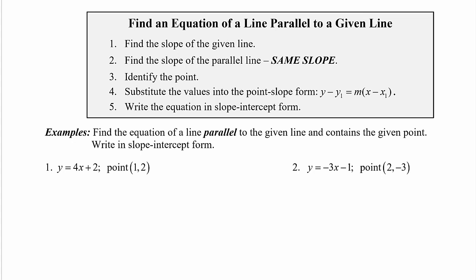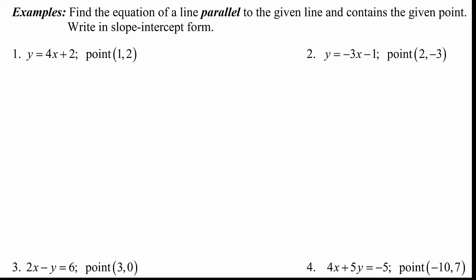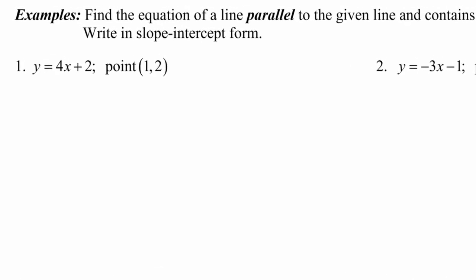So we're going to use the fact that we know that two lines are parallel to find the missing line, the one that we're asked to find. Let's just work with an example so that I can show you what I mean. Okay, so example 1 says, find the equation of a line parallel to the given line and containing the given point, in slope-intercept form. So we want our final answer to be in slope-intercept form.